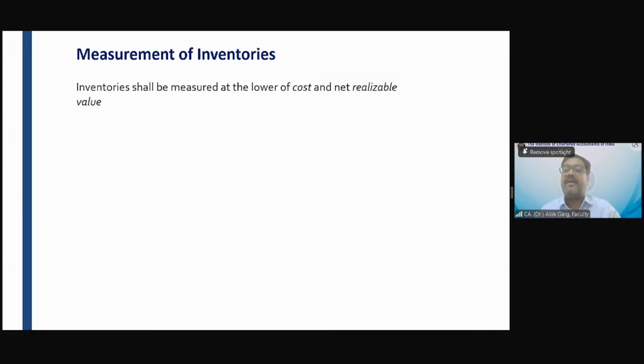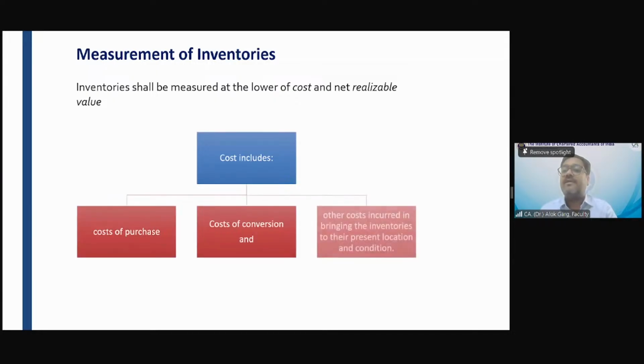Now, what is the meaning of net realizable value? Net realizable value is estimated selling price minus estimated cost of completion minus estimated selling cost. What is the meaning of cost? Cost includes cost of purchase of raw material, cost of conversion, converting that raw material into the finished goods, and other costs incurred in bringing the inventories to their present location and condition. So directly attributable cost, which is necessary for bringing the inventory to its present location and condition.